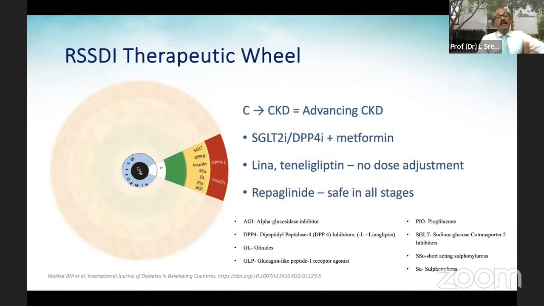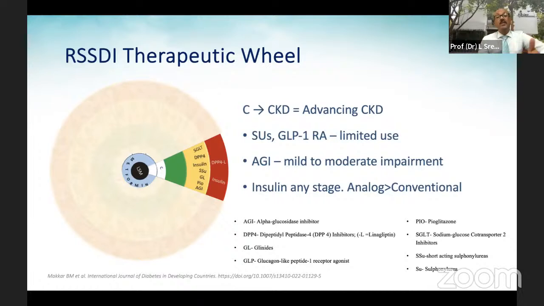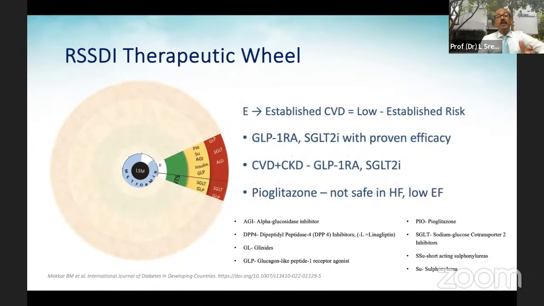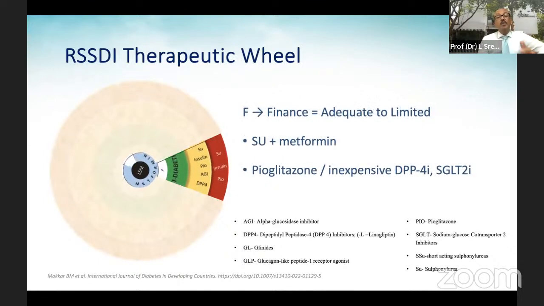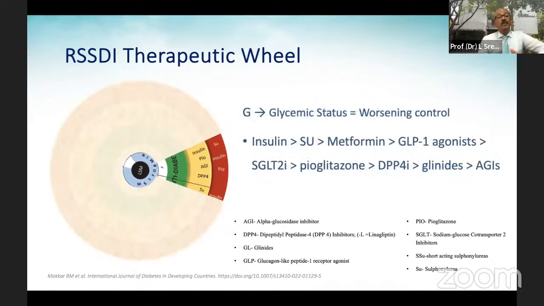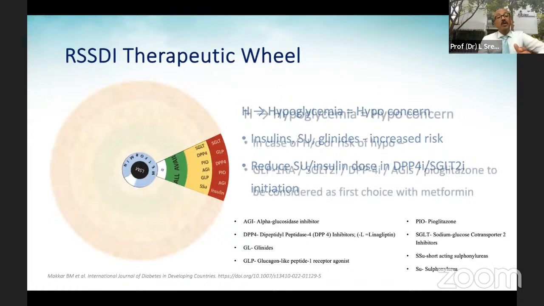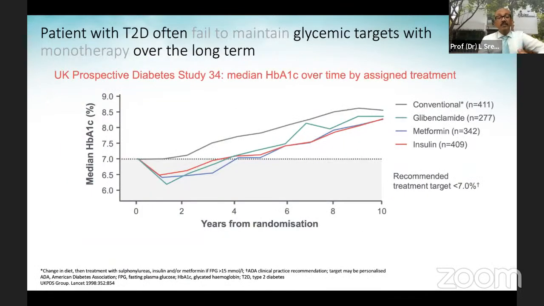When you say CKD, C, we are going through. Apart from lifestyle modification and metformin, as an add-on you can have SGLT2, DPP-4, linagliptin, teneligliptin, repaglinide, all safe with all stages. Similarly, advancing CKD, SUs, GLP-1s limited use, AGIs mild use, that is what we have shown here. Duration of diabetes, similarly established CVD, E, and established CVD, you can see. Finances, you can see SU, metformin, pioglitazone inexpensive, DPP-4, and the SGLT2 inhibitors. And G is with respect to the glycemic status. H is for hypoglycemia. So this is what the ABCDEFGH approach.